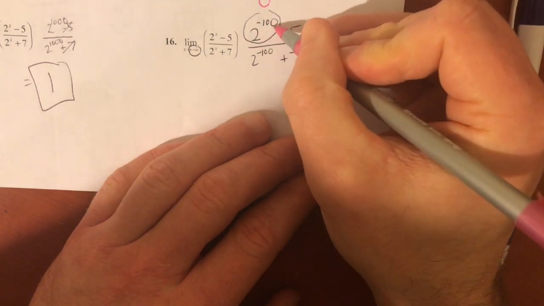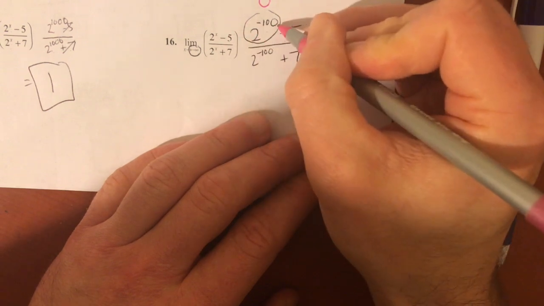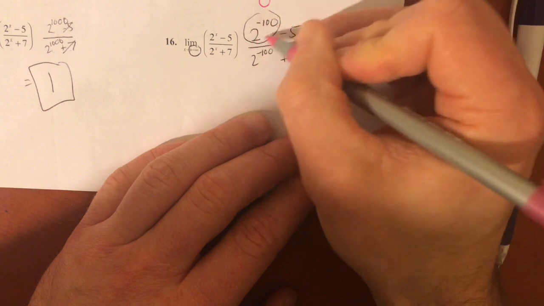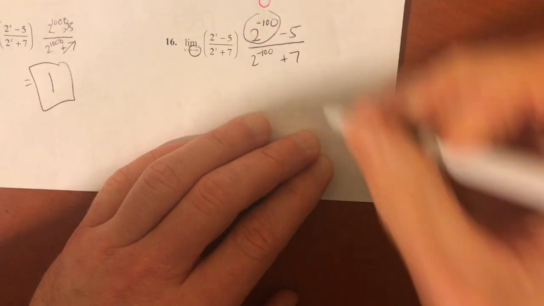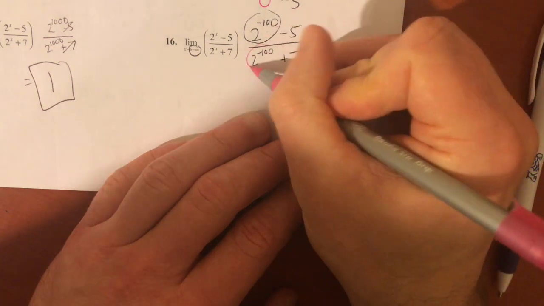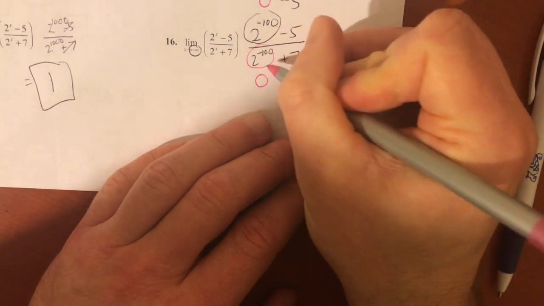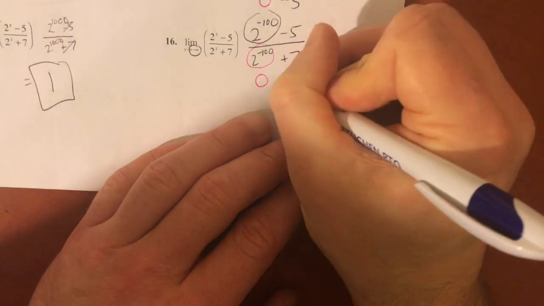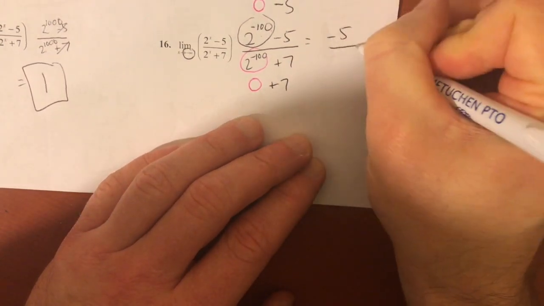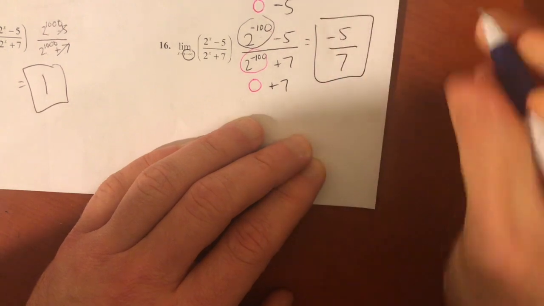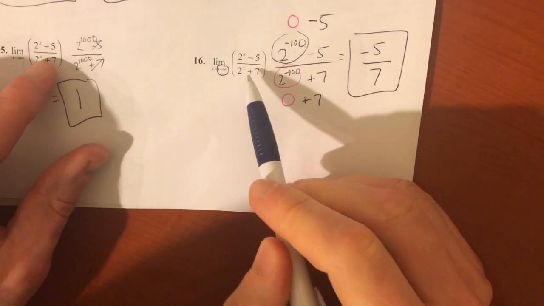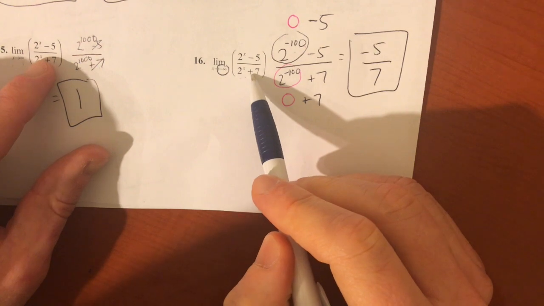And 1 over 2 to the 100th is very close to being 0. And as you go further and further to the left, negative 1,000, negative 10,000, negative 1,000,000, etc., this is only going to get closer and closer to being 0. But then you're going to be subtracting 5 from it. And same thing goes down here. That portion of it is going to approach 0, but then you're going to add 7 to it. So you're actually going to get negative 5/7. So actually, if you were to graph this function, it has 2 horizontal asymptotes.